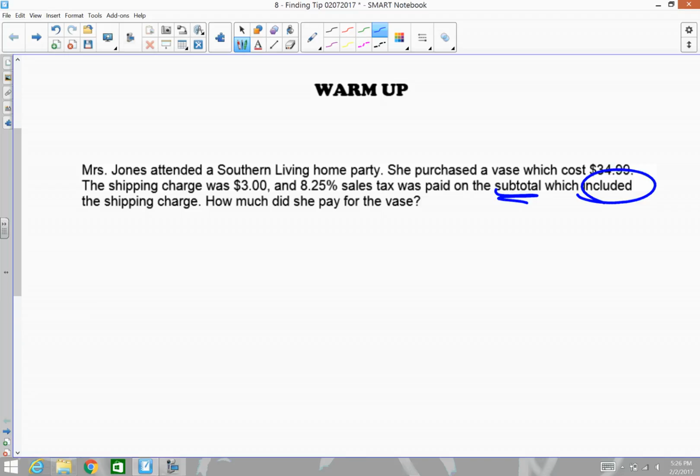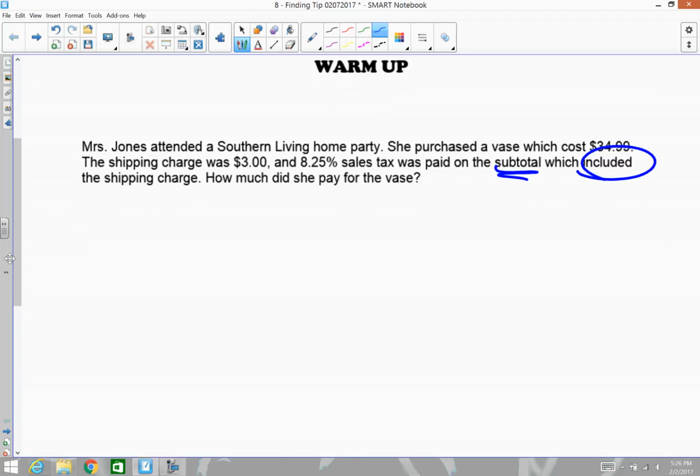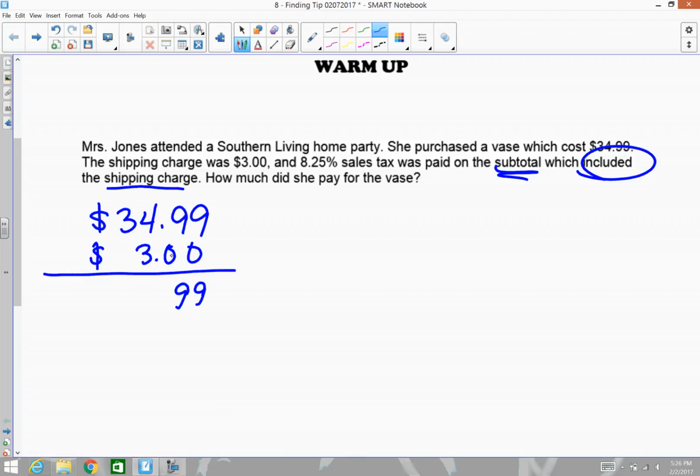Okay, well, before we can start calculating her total cost, we should figure out what her subtotal is. And it's not just the $34.99, we also need to include the shipping charge. So if we add those together, we get a subtotal of $37.99.